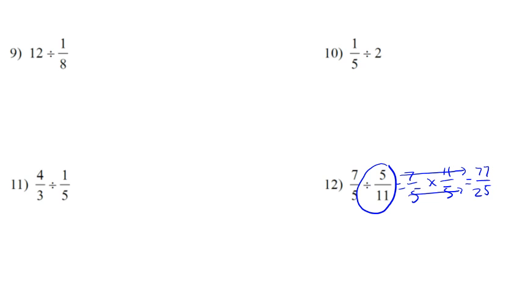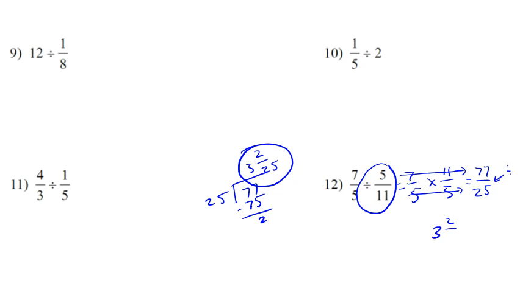Now I need to divide, because that's a division sign. That means divide. So 77 divided by 25. I know 3 times 25 is 75, so it goes in there 3 times. And there's 2 left over, 2/25ths. So 3 and 2/25ths is my answer for that one.